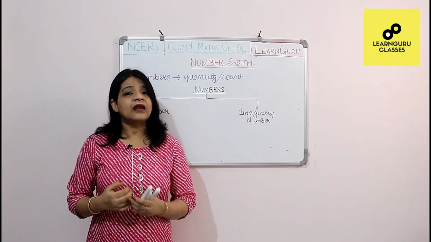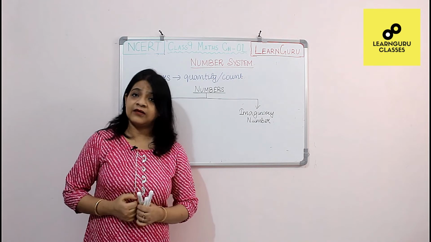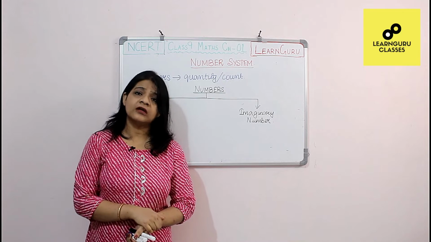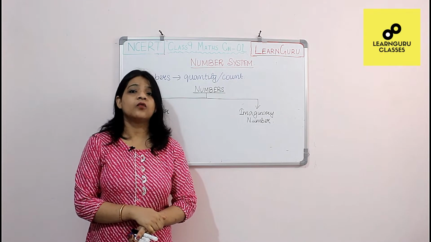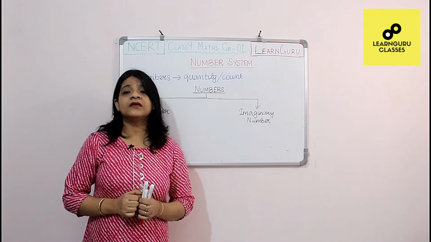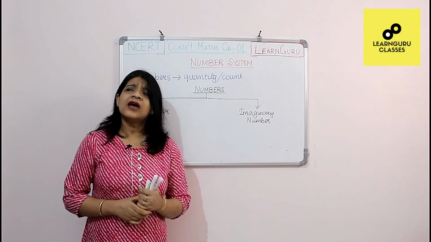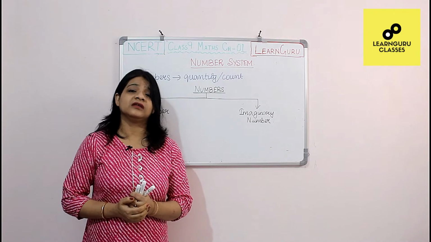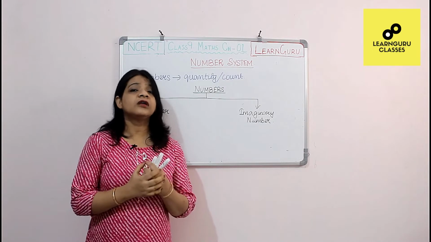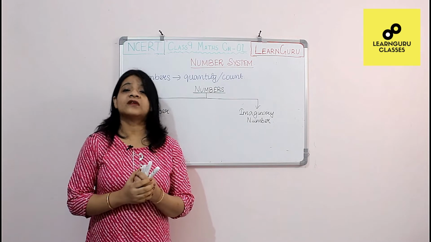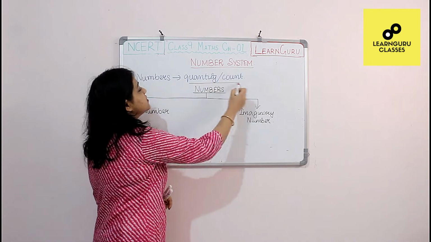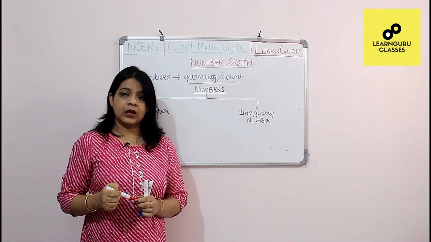Another example is there are 7 days in a week. 7 represents the count of the number of days in a week. I have 100 rupees in my wallet. So there are several examples which denote quantities. And how can we define numbers? Numbers are nothing but representation of quantity or count.